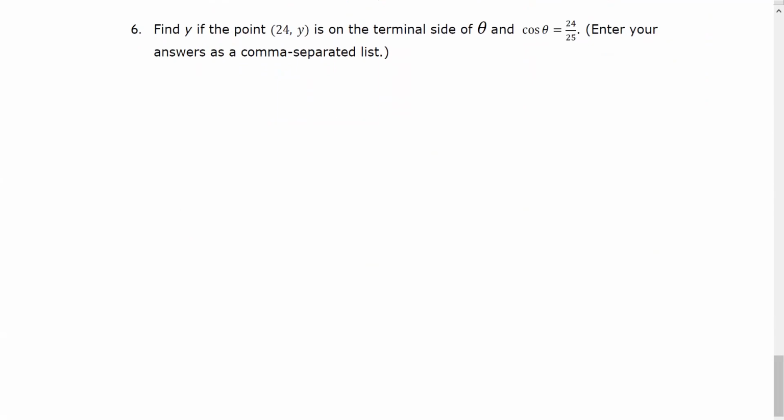Number 6, find y if the point 24, y is on the terminal side of the angle theta, and cosine theta is 24 over 25. Cosine theta is defined by x over r. In this case, x is 24 and r is 25. To find y, y equals plus or minus square root of r squared minus x squared.